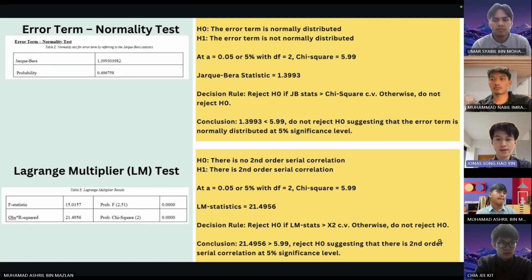So from an econometric perspective, the error term normality test confirms that the data is normally distributed at a 5% significance level. And this conclusion is supported by the Jarque-Bera statistic. However, the Lagrange multiplier test identifies second-order serial correlation in the model, signaling that additional factors may need to be considered for improved accuracy. Next.